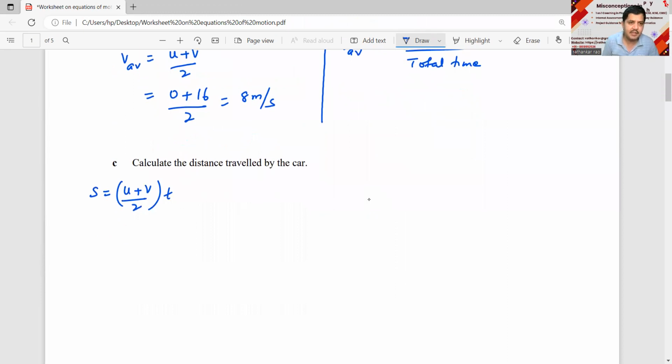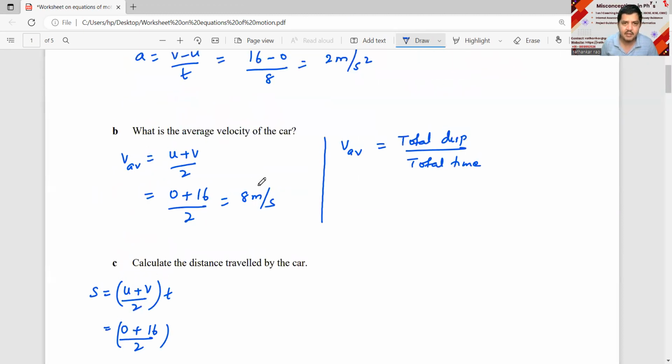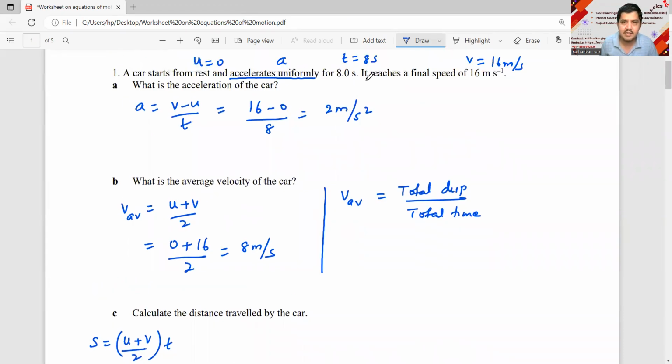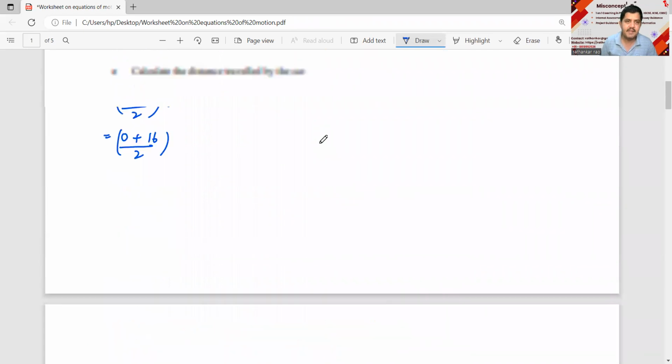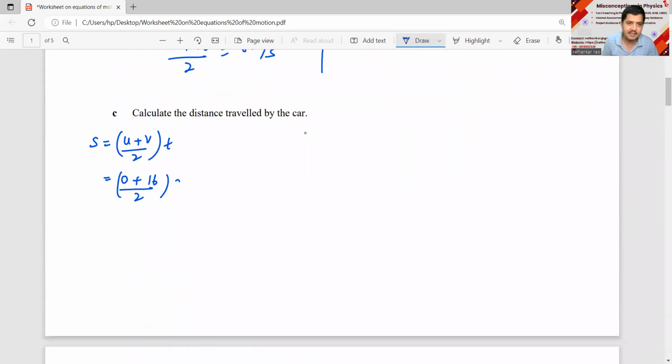So I'm substituting u equal to 0, v equal to 16, divided by 2, multiplied by time. What is the total time taken? 8 seconds. Multiply this by 8. So how much do I get? 8 eights are 64 meters. What is this now? This is the total distance traveled by the car.